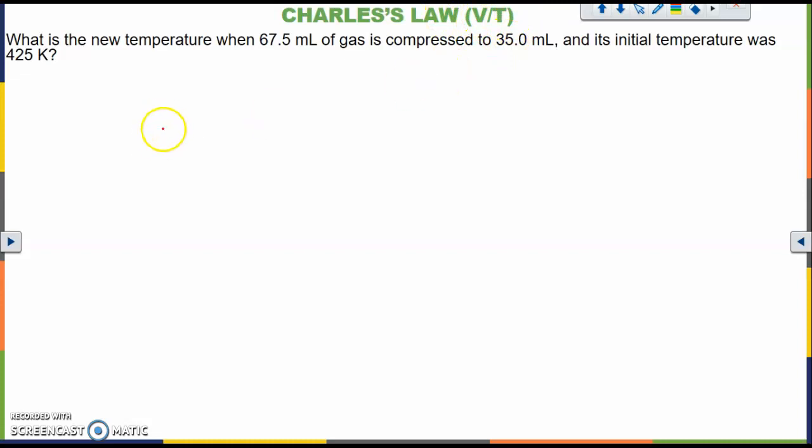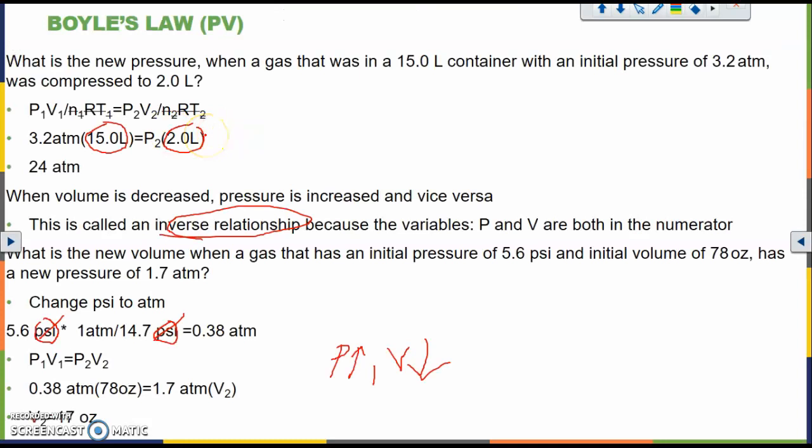Okay. And you know what? I already forgot. I actually need to talk about kinetic molecular theory for Boyle's law. Why is there an inverse relationship between pressure and volume? Okay, I'm very, very sorry. I'm jumping all over the place here, but we're just going to go back here. And the reason why, you have to understand.